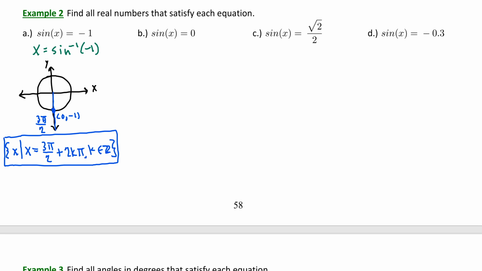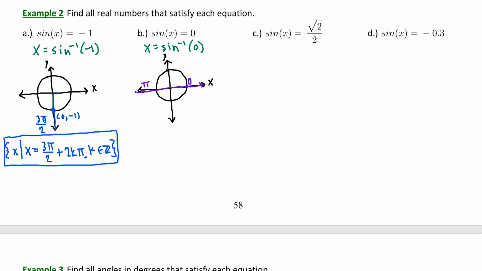Let's try example B. Sine of x is equal to 0. So x, the argument, is going to be obtained by evaluating inverse sine of 0. So we need all the locations on the unit circle where sine is equal to 0, or all the locations where the y-coordinate is equal to 0. We have a couple of candidates for solutions here. The y-coordinate at 0 radians, or 2 pi radians, is 0, and the y-coordinate at pi radians is also 0.